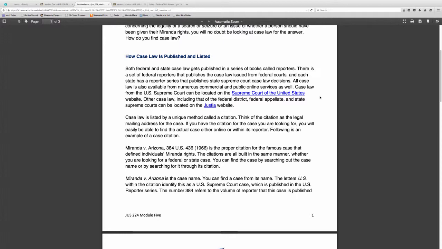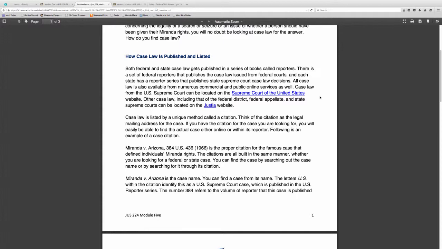So first we need to find out how case law is published. And it's published in books called reporters. And as it says, that's state or federal law. They both get published in reporters. There's a set of federal reporters that publishes case law issued by the federal courts, and each state has a reporter that does state case decisions. So if we're looking at federal crimes, you can obviously look at the federal courts. If we're looking at state crimes, use the state where you live or the state that you want to use.